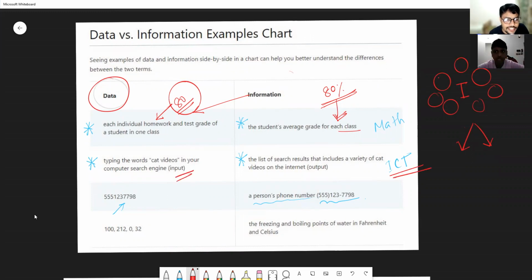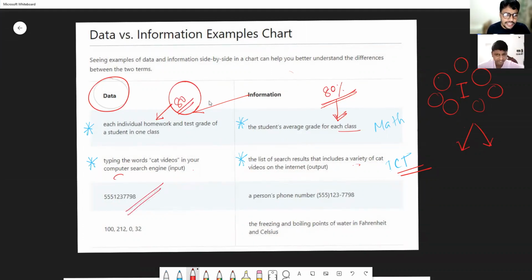Here an example is given: typing words in your computer search engine, like matrix or maths tutorial. That input is called data. Then in the Google search bar, you will get lots of information or lots of links. That is all information about the data you required. Clear? Yes.